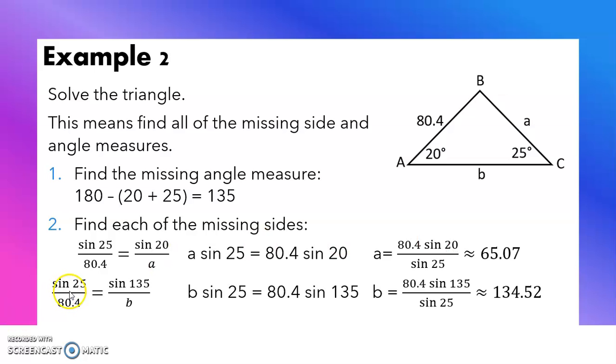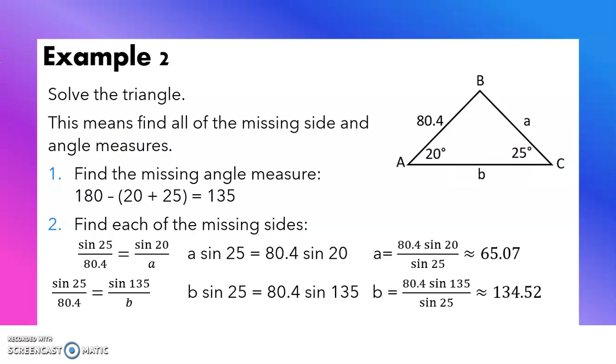For the side B, I did the same exact thing, sine 25 over 80.4, and again, I'm using the numbers that were printed in my triangle. Sine 135 over B, I had no choice but to use this angle. I solved and found out that B is 134.52. Just another side note, if you're getting wrong answers and you did check your parentheses and you did check that you're typing everything in right, check your mode on your calculator. We're using degrees in these examples, so make sure you're in degree mode.